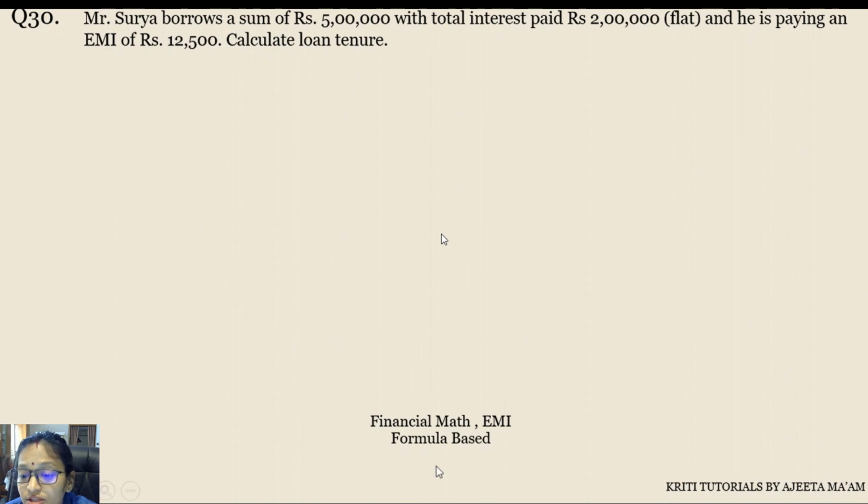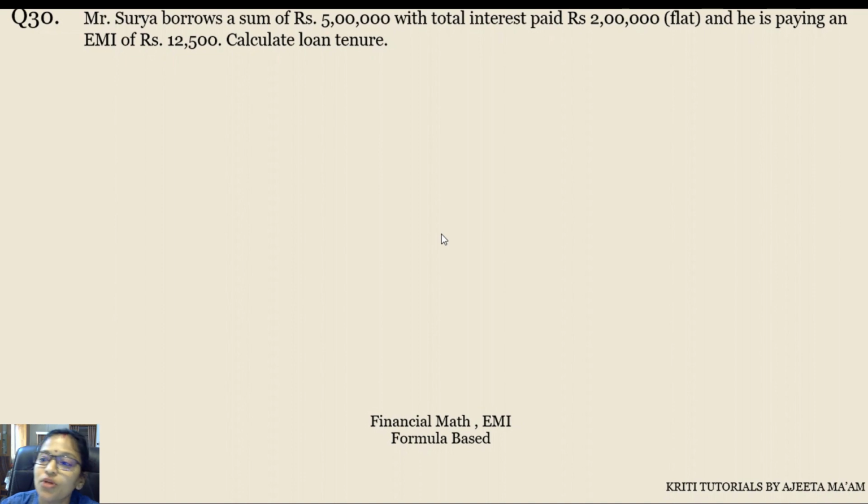Now this is a very easy question which is simply based on financial maths, EMI, but because it is a simple question on flat rate, it's very easy to calculate. So it will hardly take any time, but full 3 marks scoring. Now let's read the question first. Mr. Surya borrows a sum of rupees 5 lakh with total interest paid rupees 2 lakh, and he is paying an EMI of rupees 12,500. Calculate the loan tenure. That is, you have to find for how much time he took the loan, or N, that is the number of years or the number of months that we are going to calculate.